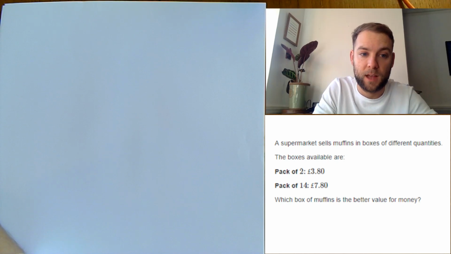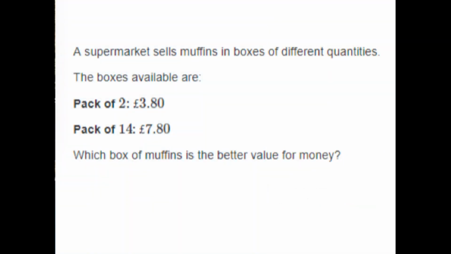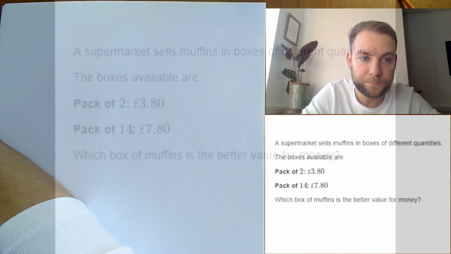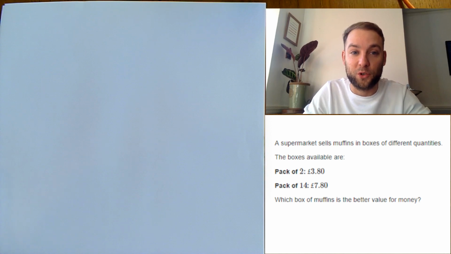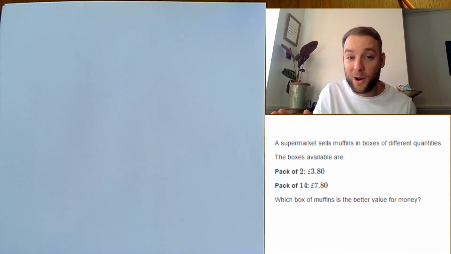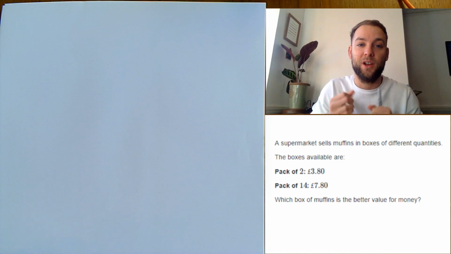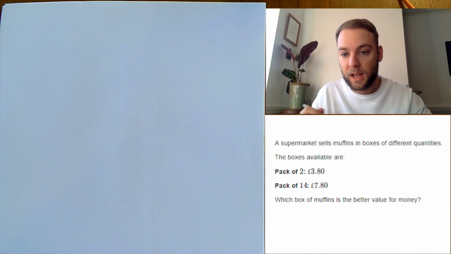Okay. So, a supermarket sells muffins in boxes of different quantities. So there's a pack of 2, which is £3.80, and there's a pack of 14, which is £7.80. Which box of muffins is the better value for money? Now, the first thing I'm going to say with this is you cannot just guess. You're not going to get any marks for that. You have to show the examiner the proof of how you got there.